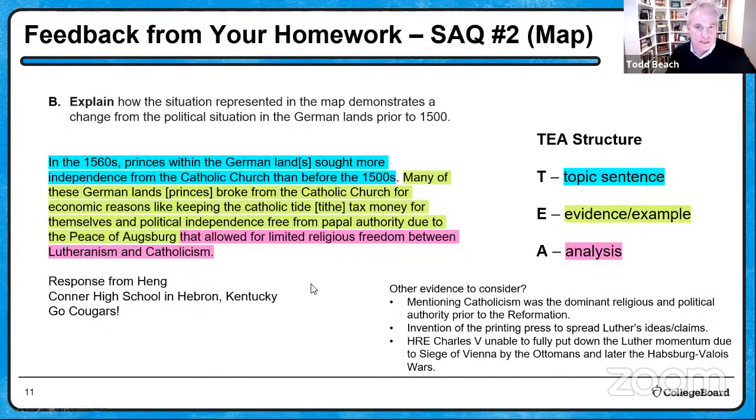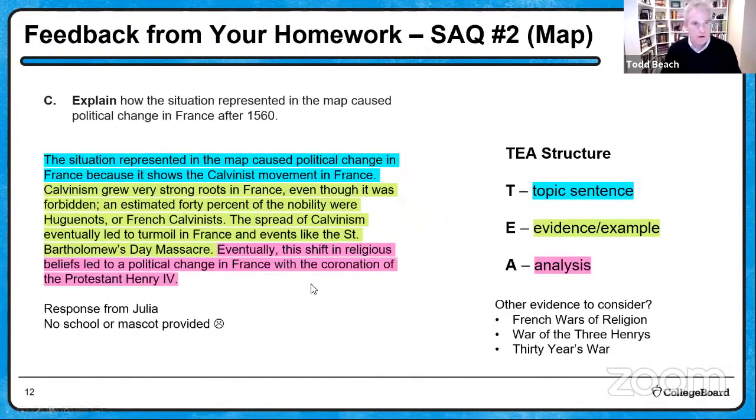And then the C task: how did the situation represented in the map cause political change in France after 1560? We're talking about France now. So if the situation represented in the map caused political change in France, I love that because they were using the language of the prompt to respond to the prompt, because it shows the Calvinist movement in France. So boom, really good topic sentence.